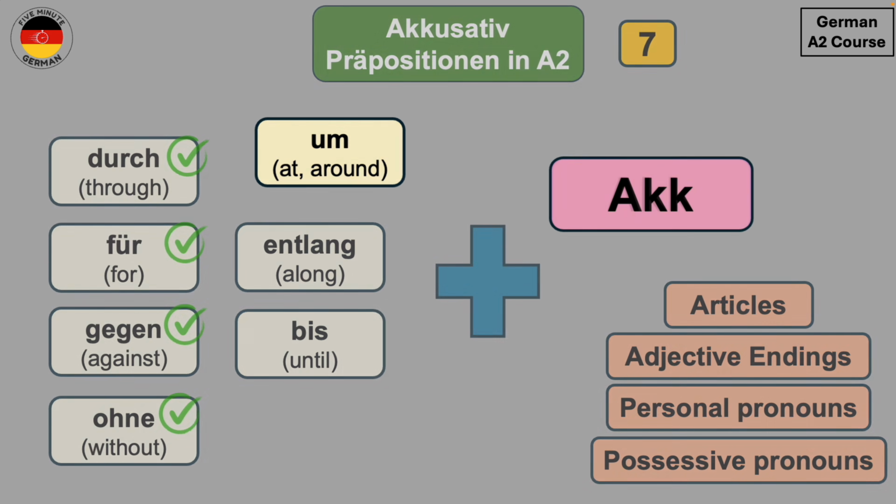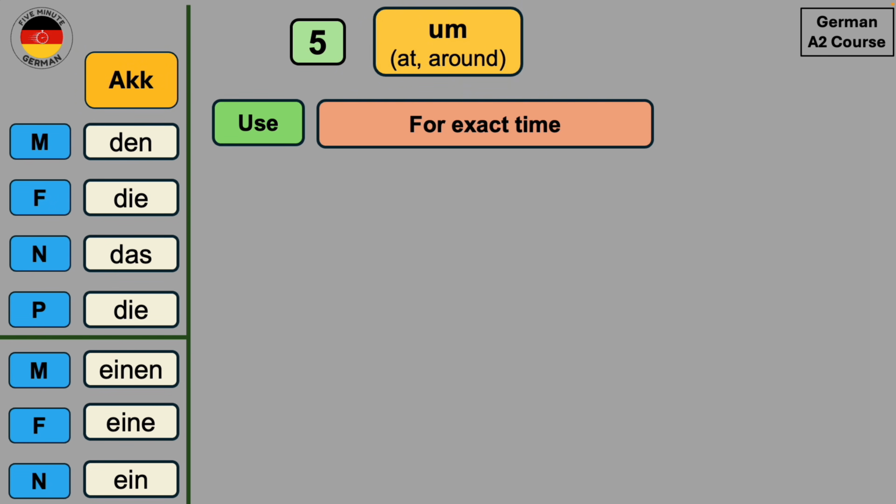The next preposition is um, which means at or around, and the most common use for um is to tell the exact time.